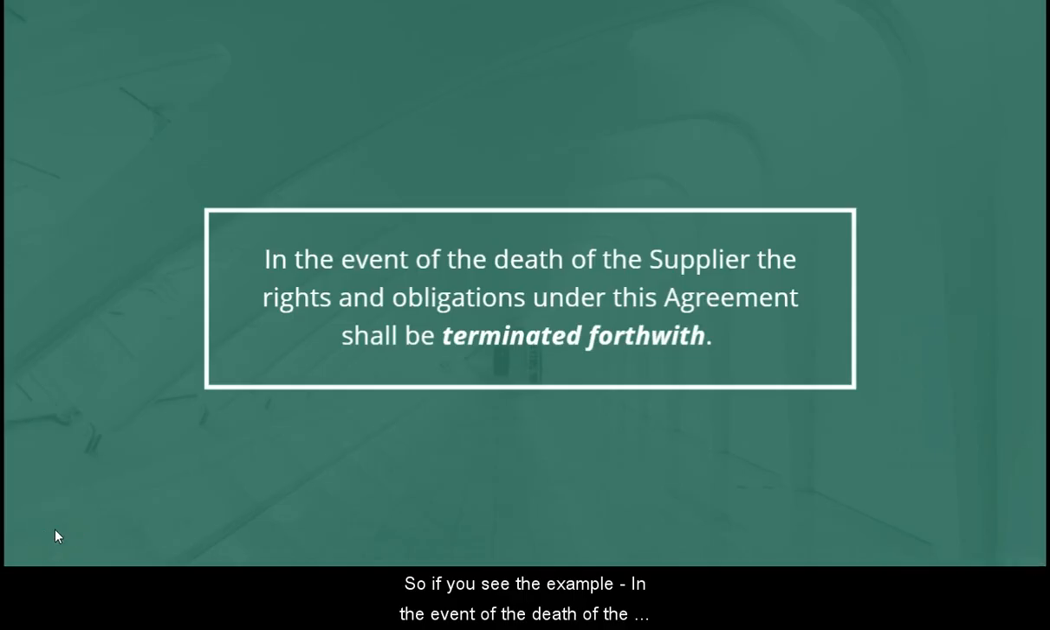Now let's look at an extract from a contract that uses both of these words. So if you see the example, in the event of the death of the supplier, the rights and obligations under this agreement shall be terminated forthwith. If your client asks you what this extract means, you can say that this means if you die, then this contract will end immediately.